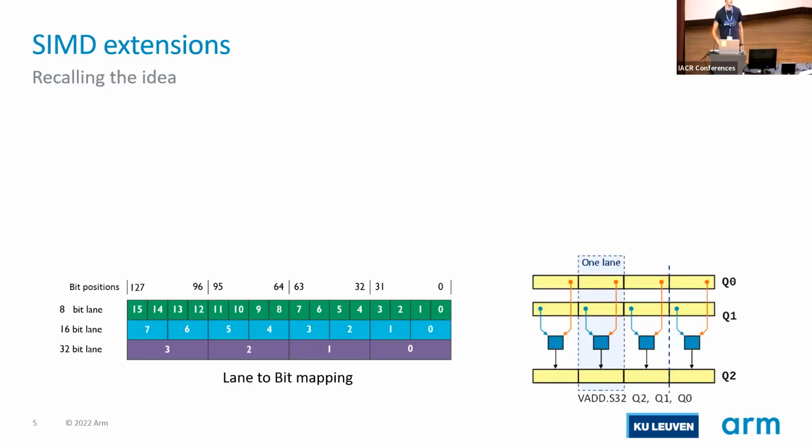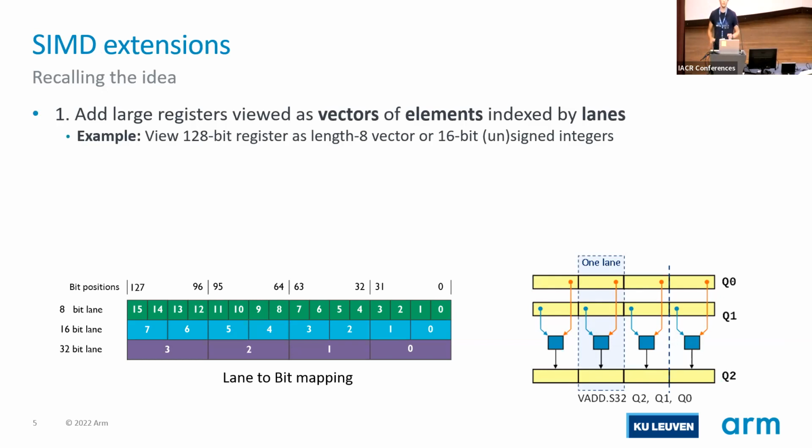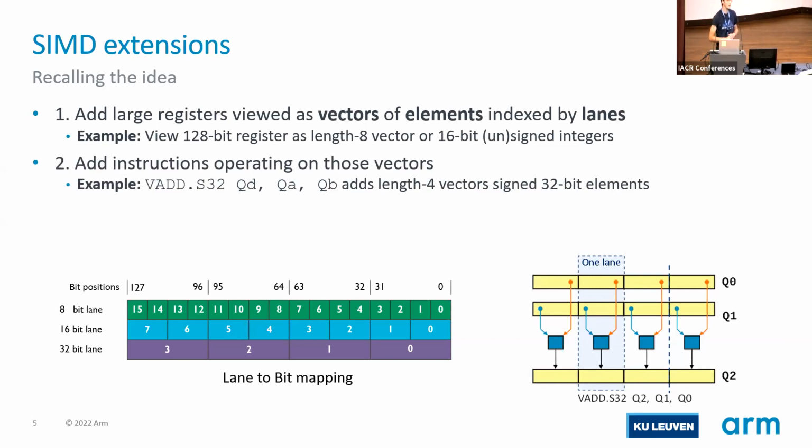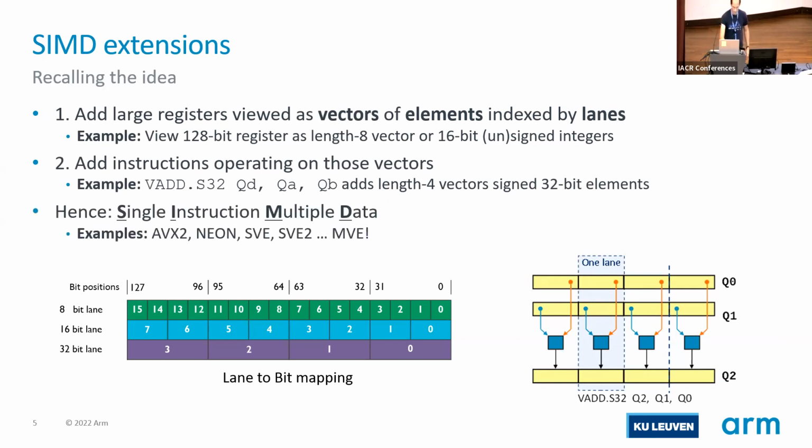So let's recall what SIMD actually is. The idea of SIMD is to add a set of very large registers that you can view as vectors of elements of a fixed length. A register of length 128 bits you can view as a length-8 vector of 16-bit elements or a length-4 vector of 32-bit elements. Then you have instructions like vadd or vmul, which usually operate on those lanes independently, hence the name single instruction multiple data, SIMD.